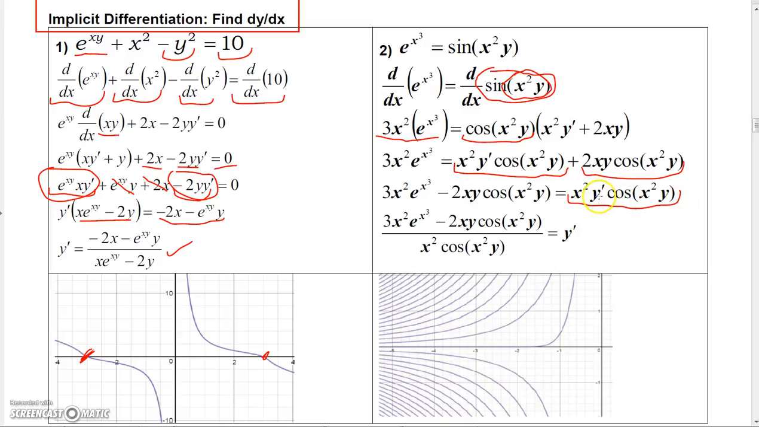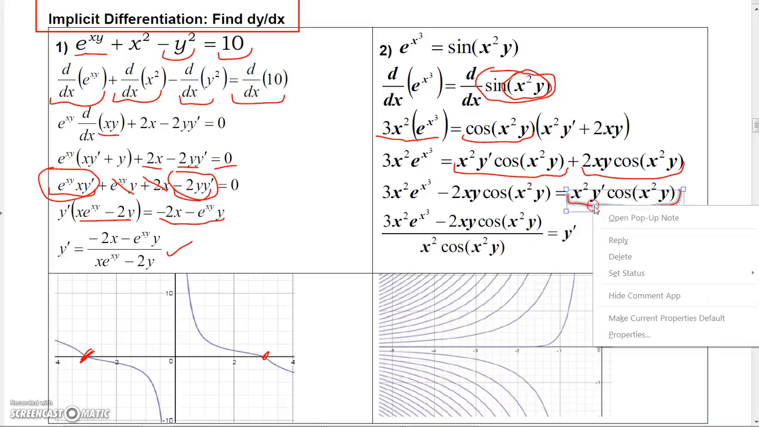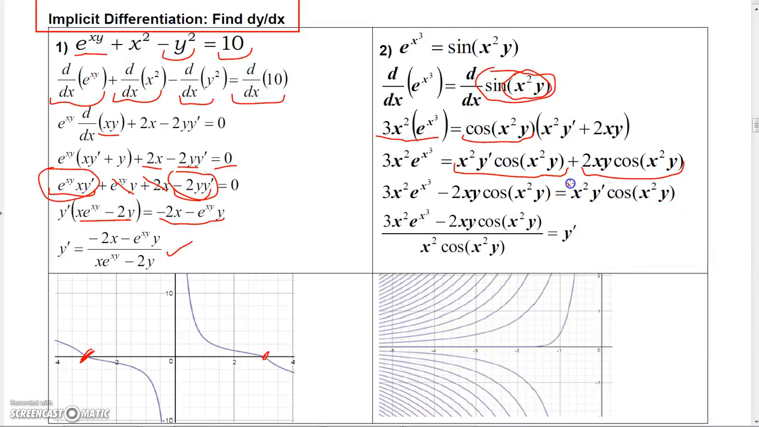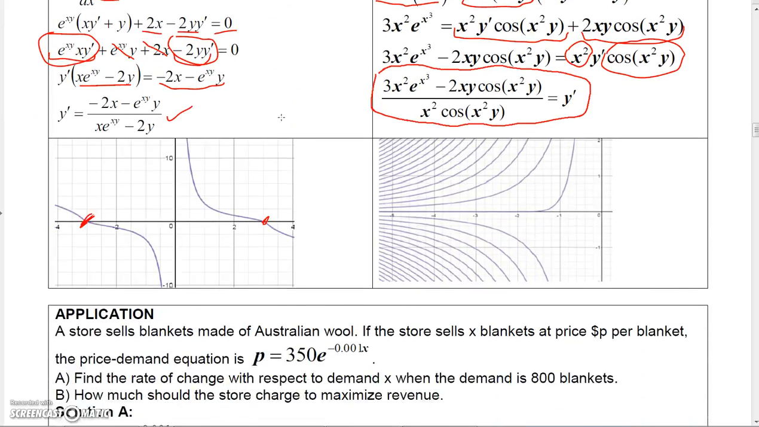So basically, I have this factor and this factor. If I divide those two factors into the left-hand side, it'll just leave me with the y prime. So that's all I did. I just took what I had on the left and divided by x squared over cosine x squared y. And that gave me the derivative. So there's the implicit derivative of this.